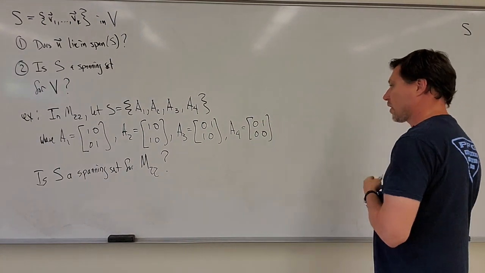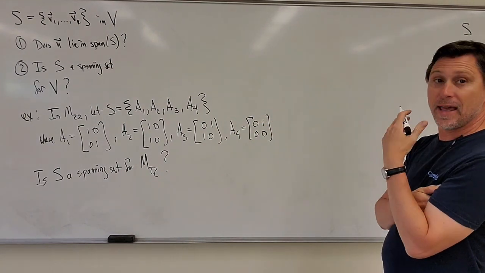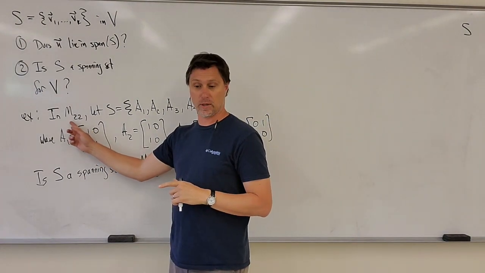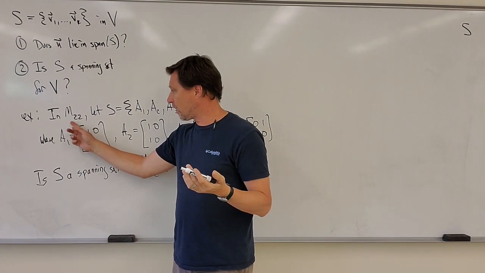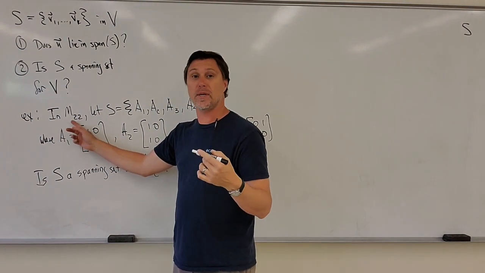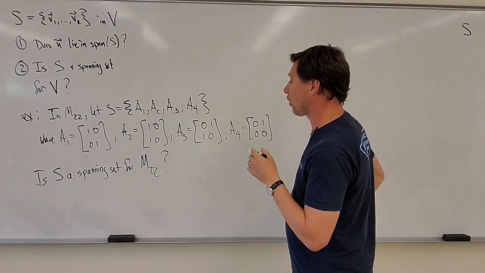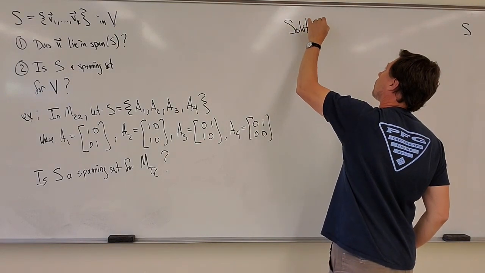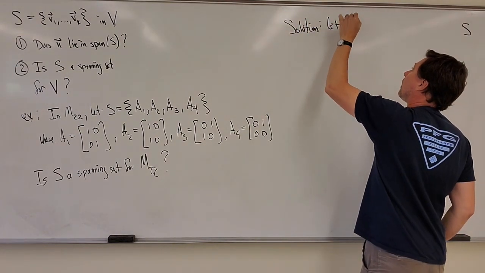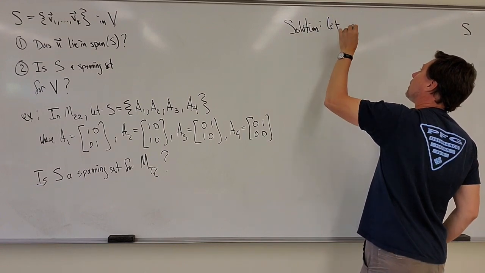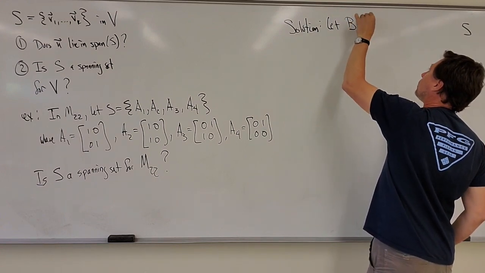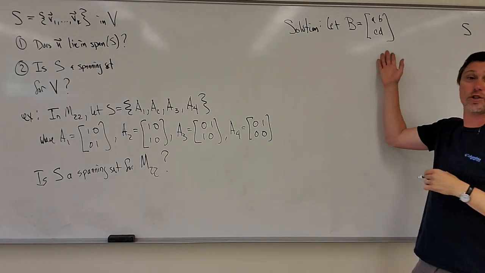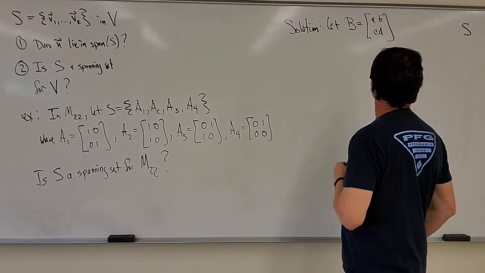To answer this question, what I need to do is take an arbitrary vector in our vector space. So in this case, I want to take an arbitrary matrix and decide, can that arbitrary matrix be expressed as a linear combination of these 4? So for our solution, let's call it capital B. So let's let B equal A, B, C, D. So I'm choosing a generic matrix in our vector space right now.